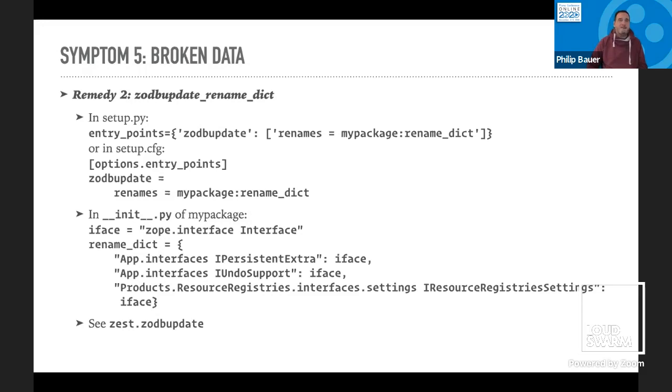So a ZODB update rename dict, what I would call it. Here's an example for that. I think it's stolen mostly from zest.zodbupdate, or from Zope itself. OFS has a couple of these. This is basically an entry point in your setup.py, where you map old code location to new code location. And the good thing is the new code location can just be an interface.